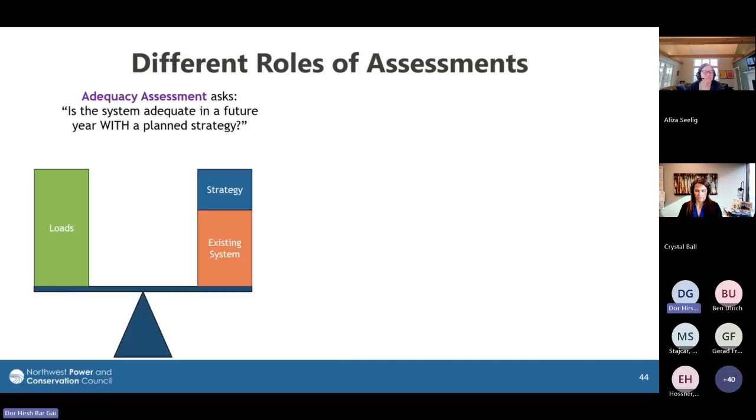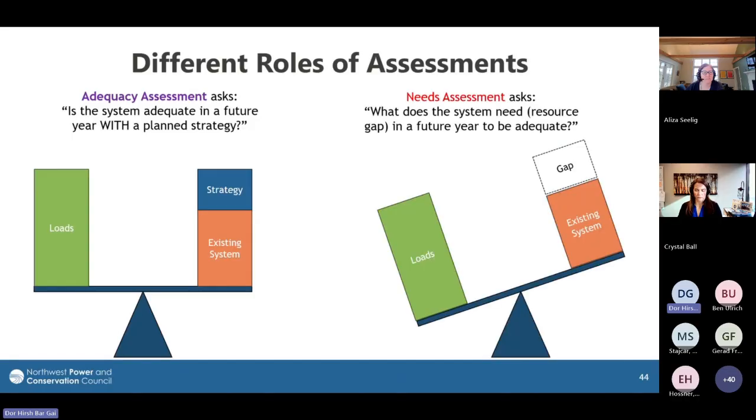There are two roles that we see for assessments. There's the adequacy assessment, which I recognize is a little geared to our council's language, but it holds true. You ask yourself, is the system adequate? You're looking at a future year, you have your strategy. Are you adequate with it or not? A needs assessment is where you say, I don't know what will happen in the future. Let me understand it. I look at what is existing today, and there's going to be a gap. And so the needs assessment is to tell you what adequacy needs you have for a future year without doing anything today. So this is actually what the council was working on with our needs assessment.